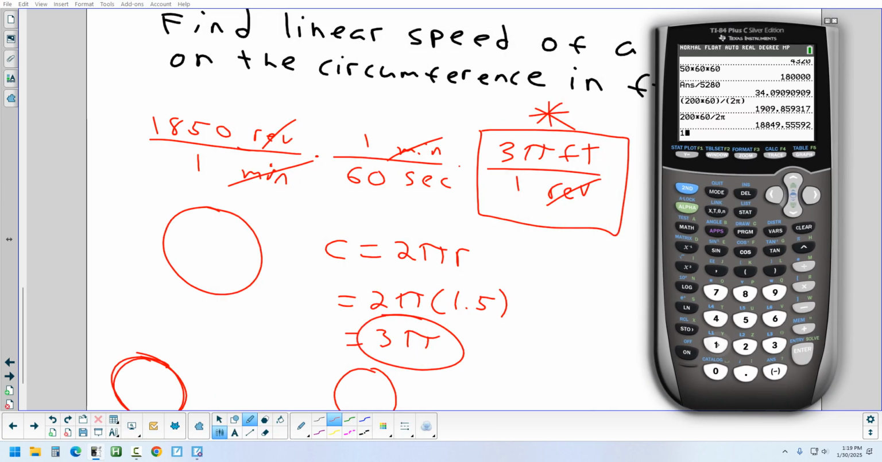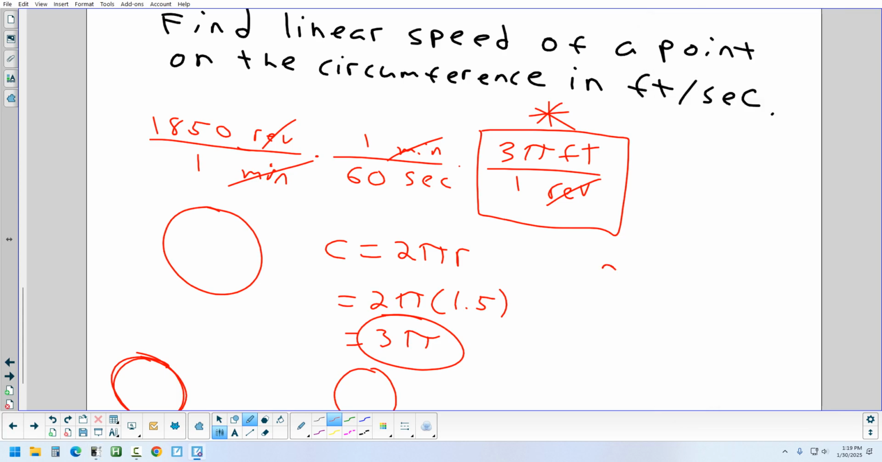So we've got 1850 times 3 times pi. I did everything in the top first, then I hit enter. Because I did it that way, I don't need to put parentheses. I'm just going to divide by 60. It's 290 point, we'll call it 290.6 feet per second.